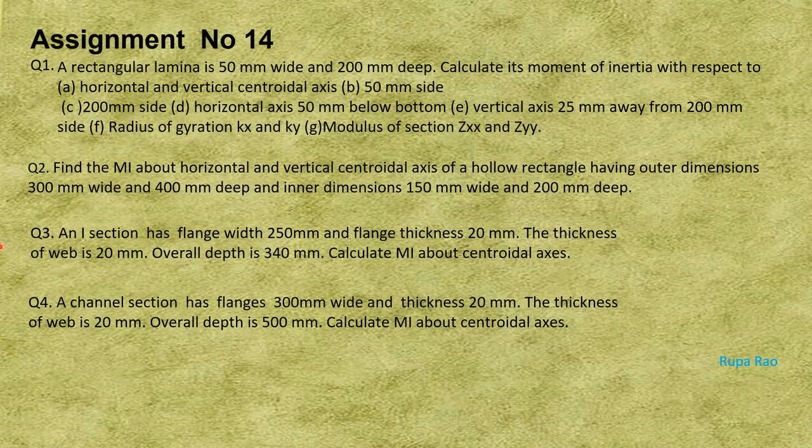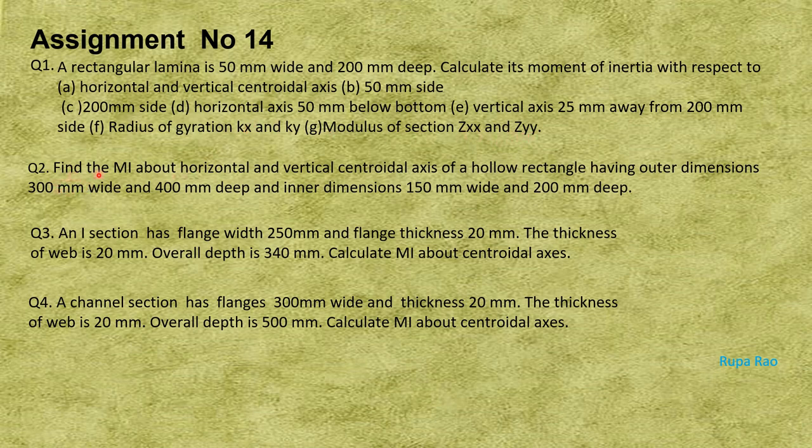This here is one assignment I'm giving, assignment number 14. Question number 1. A rectangular lamina is 50 mm wide and 200 mm deep. Calculate its moment of inertia with respect to A, horizontal and vertical centroidal axis, B, 50 mm side, C, 200 mm side, D, horizontal axis 50 mm below bottom, E, vertical axis 25 mm away from 200 mm side, radius of gyration kx and ky, modulus of section zxx and zyy. It is very parallel to the question 1 which we have taken.